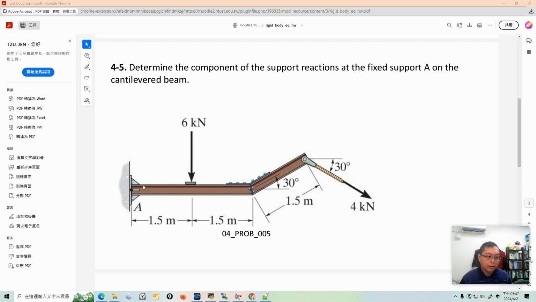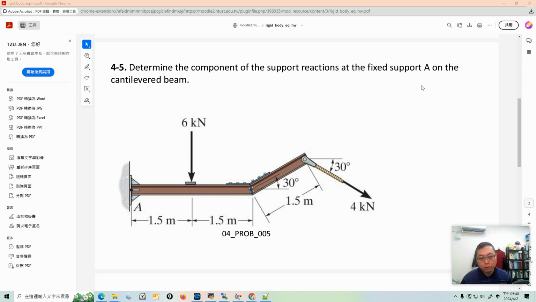I think there is also a beam. The shape of this beam is not simple: it has an extension here, and this extension is joined with the normal beam. On this beam we apply some external loading: this 6 kilonewton pointing down, and this 4 kilonewton pulling in this way. The problem wants us to calculate the reaction from the fixed support.